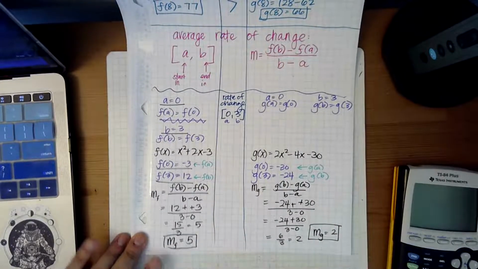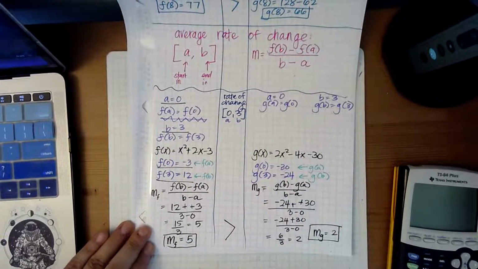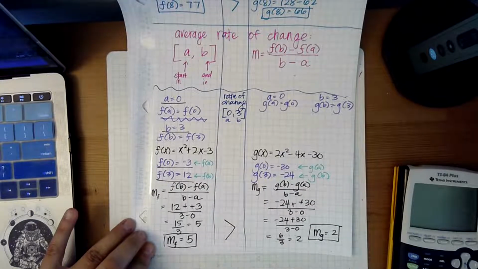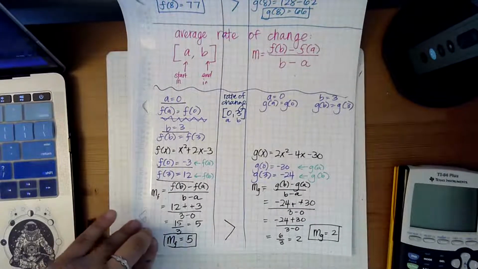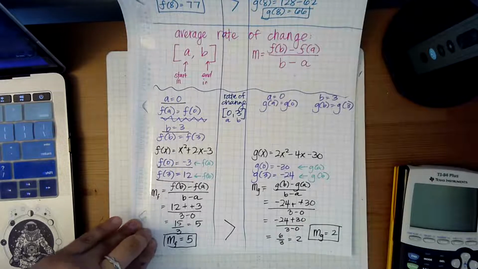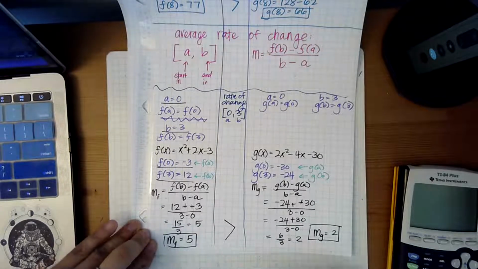So who has a greater rate of change? f does. Okay, and this concludes my video of comparing quadratic functions.